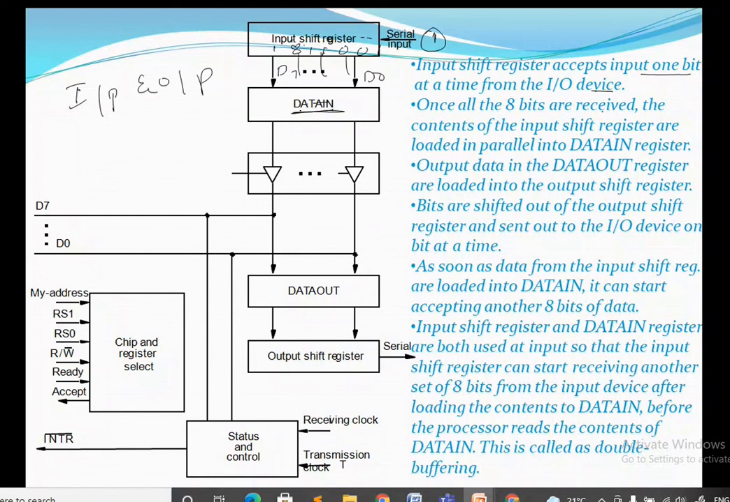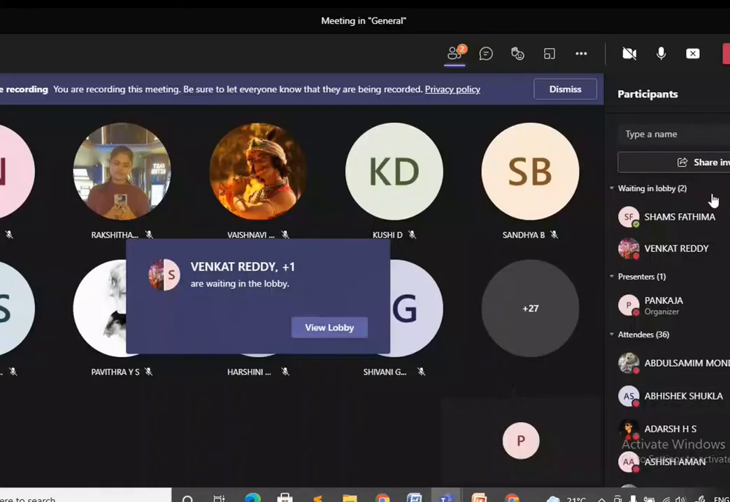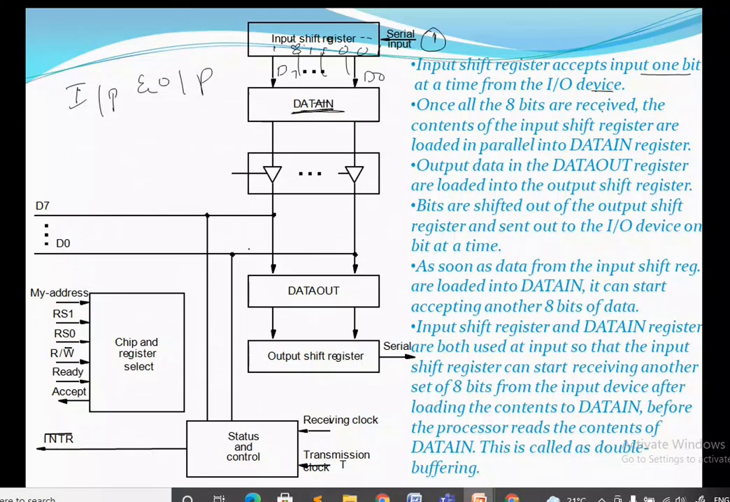into data in. Now, the output of the data out register is loaded into the output shift register. Whatever data comes from data in will be sent to data out, and from data out it is going to be carried through the processor bus. Okay, that is represented with D0 to D7. These are the data lines associated with the bus.